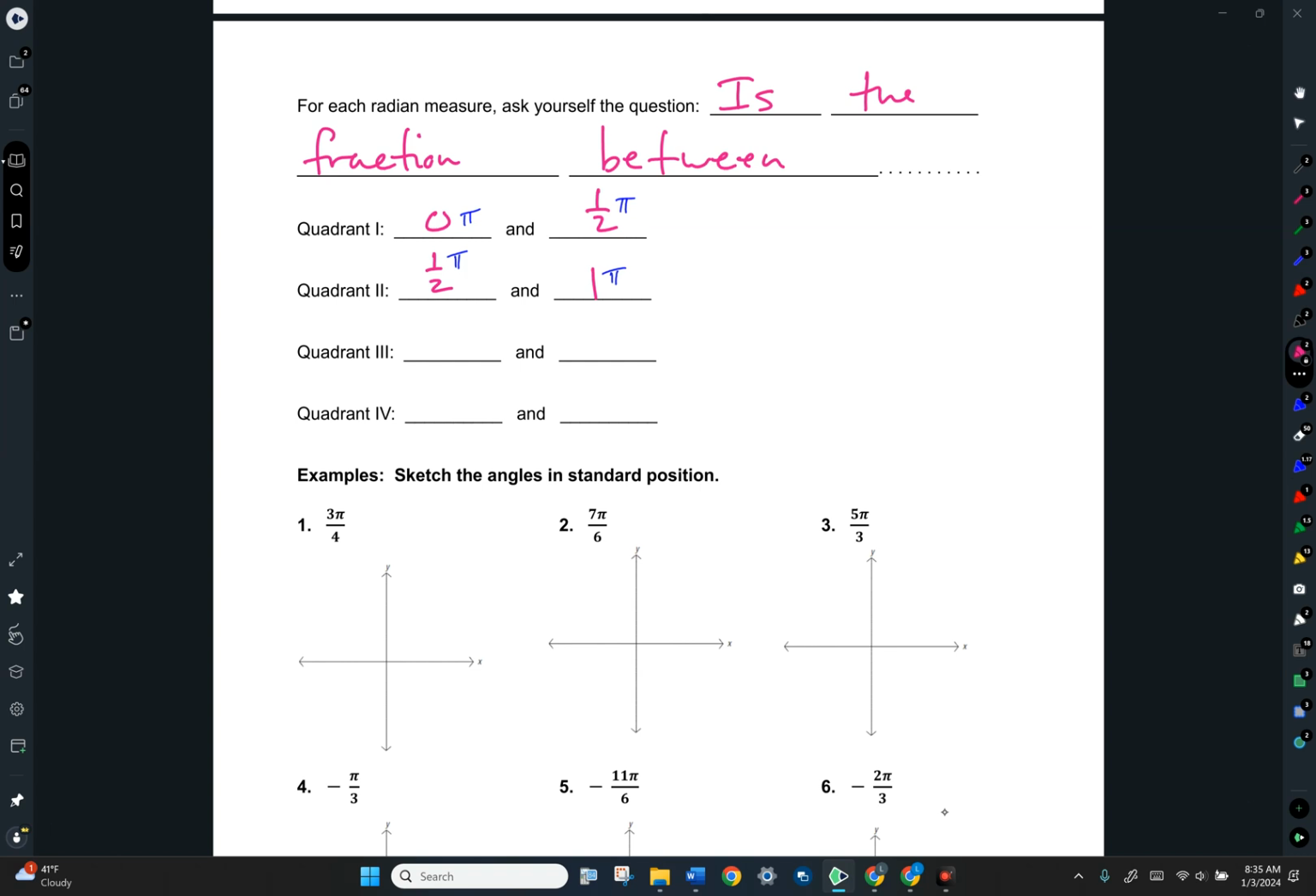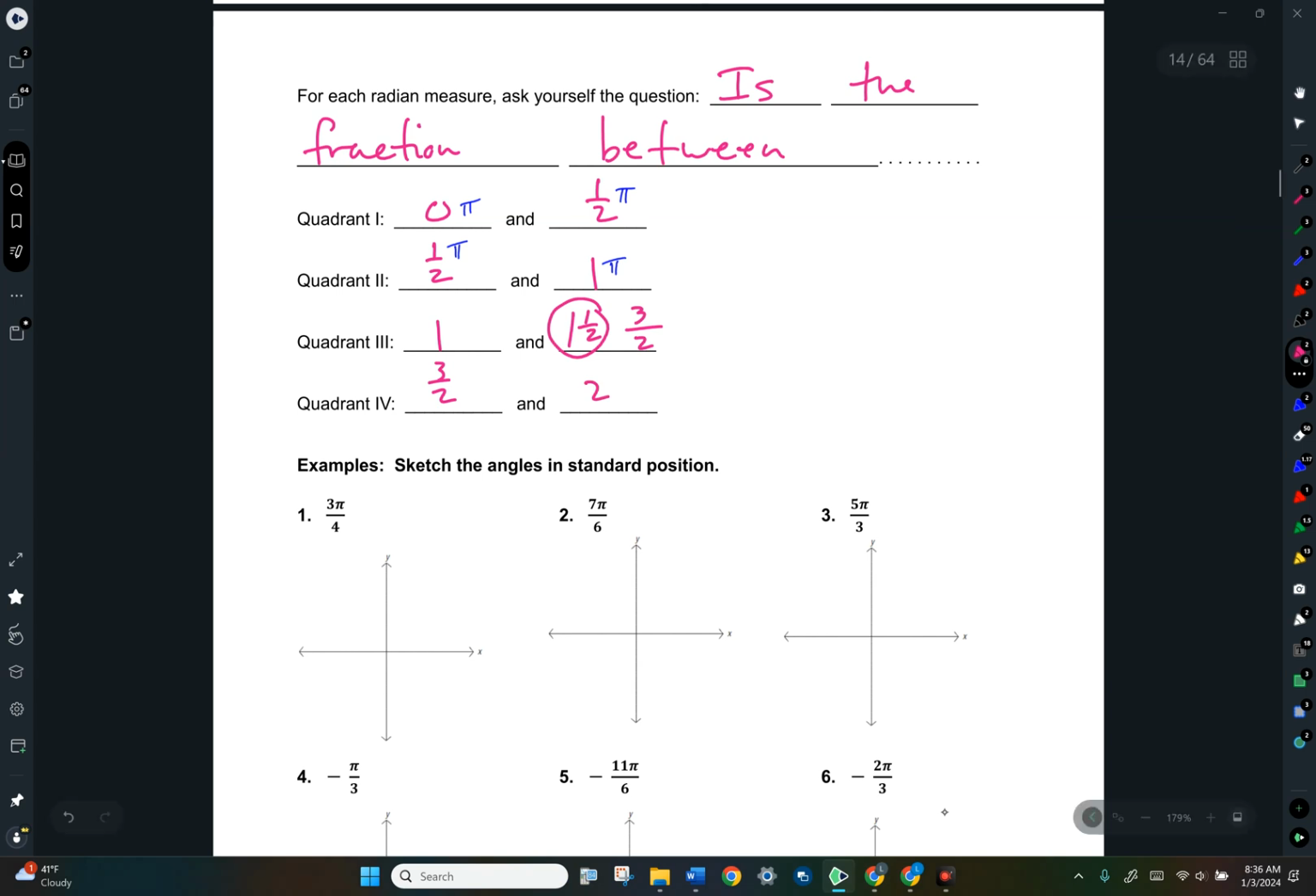So for the third quadrant, we're going to say, is it between 1 and 1.5? I'll say 1.5 here, but remember, instead of writing it as a mixed number, we think of it as an improper fraction. And then for quadrant 4, is it between 1 1/2, which is 3/2, and 2? So that's what you're thinking out loud.